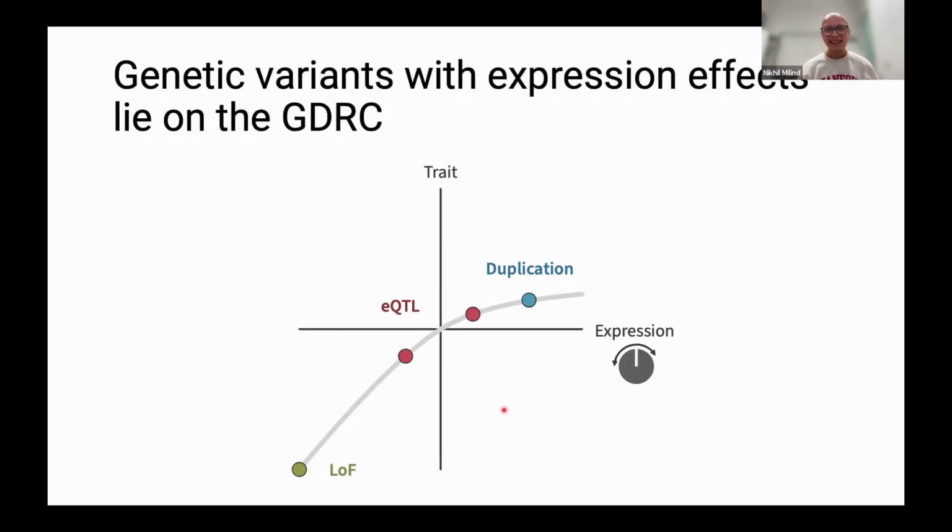And so if there's one thing I want you to take away from this talk, it's this kind of picture here. So instead of a Manhattan plot, the idea is we have this dosage response curve, and every variant we really care about falls along this dosage response curve for some gene somewhere, right? So these loss of function variants that I told you about reduce dosage, right? Duplications increase dosage, and eQTLs kind of titrate around the population mean.